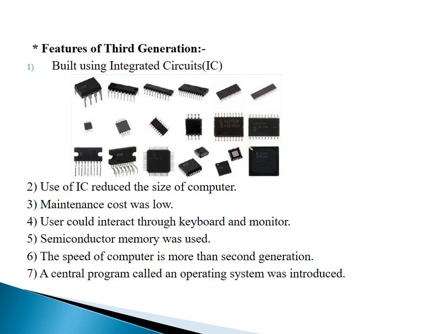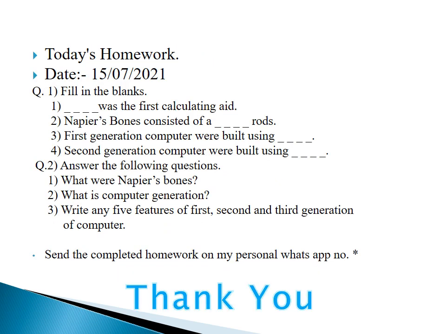Users could interact through keyboard and monitor. Semiconductor memory was used. The speed of this type of computer is more than that of first and second generation of computer. A central program called an operating system was introduced in third generation of computer.